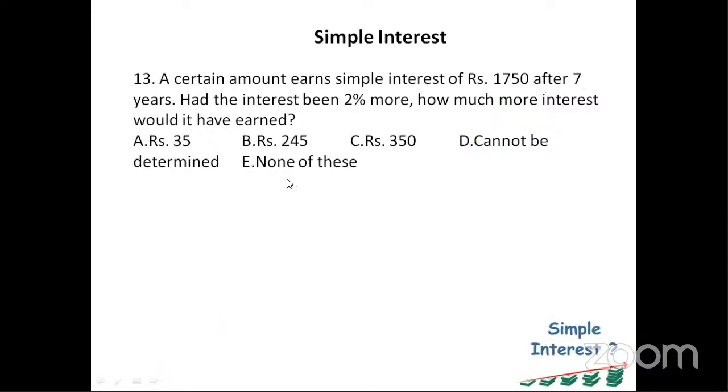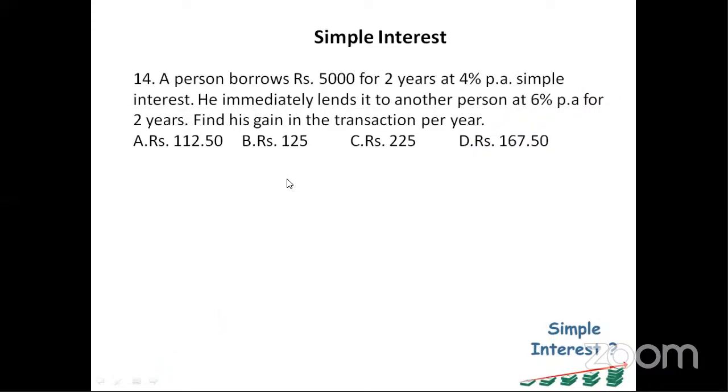Last question for the day. A person borrows rupees 5,000 for 2 years at 4% simple interest. He immediately lends it to another person at 6% per annum. So amount remains same. Time remains same. Only the interest changes. So now what we will do? Amount is 5,000 into time is 2 years and rate of interest is 6 divided by 100. Minus the same thing, 5,000 into 2 into 4 by 100.